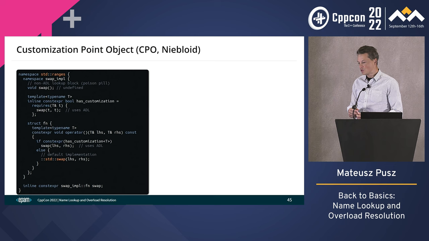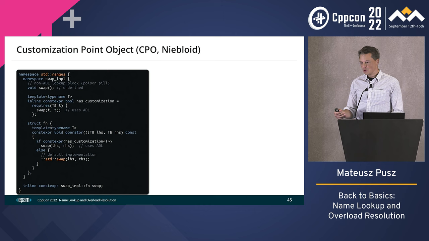There should be a branch that basically checks if there's a customization, and then calls this through ADL only, because this one will block other cases. And then otherwise provide a default implementation. As this is your engine, there will be no default implementation, so you have to put it basically here.